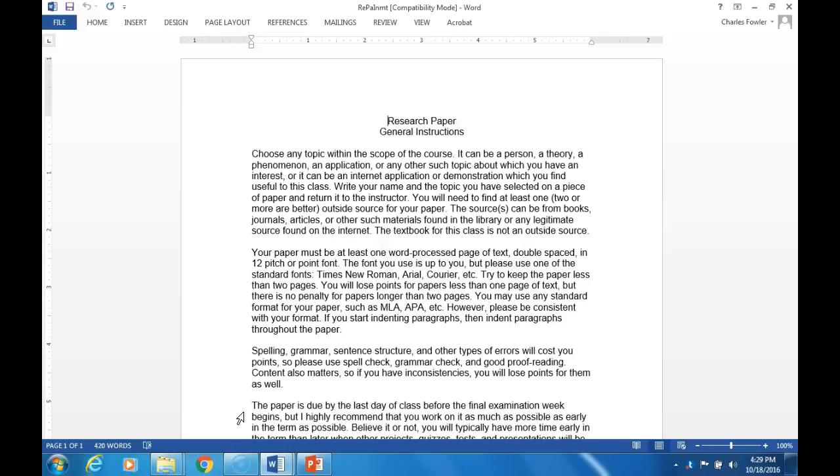Okay, the research paper. These are general instructions. You get to choose your topic. I'm not going to assign you a topic. You get to choose. It can be a person. It can be a theory, a phenomenon, an application. I really like to hear the applications. Any other subtopic about which you have an interest. Okay?